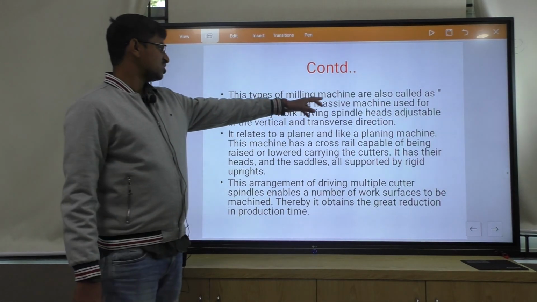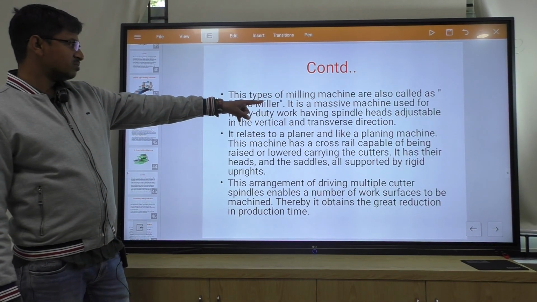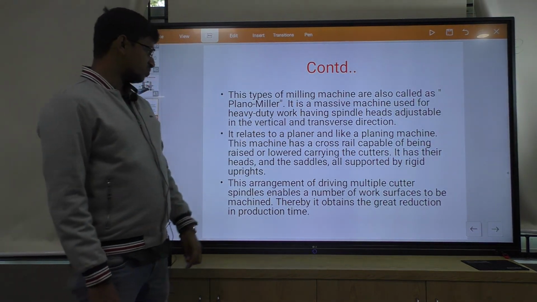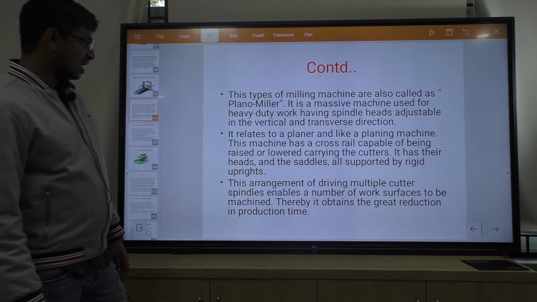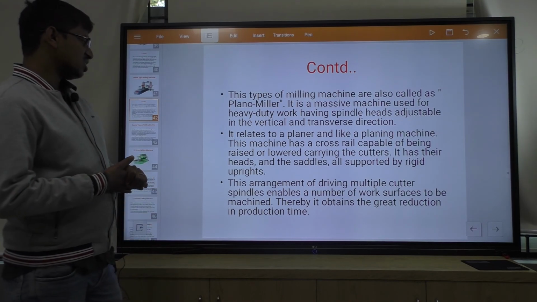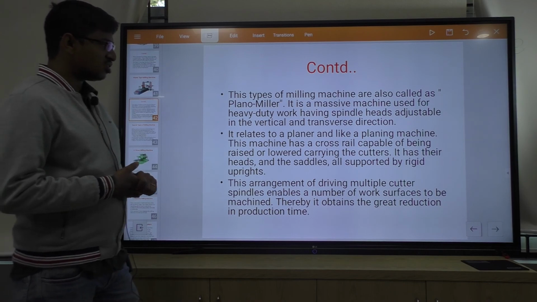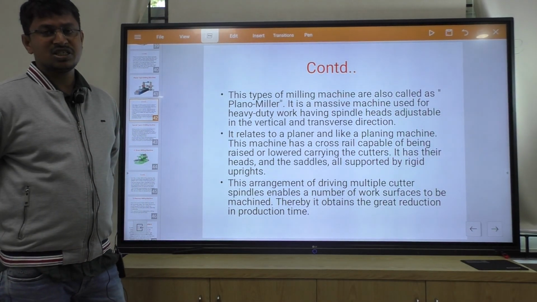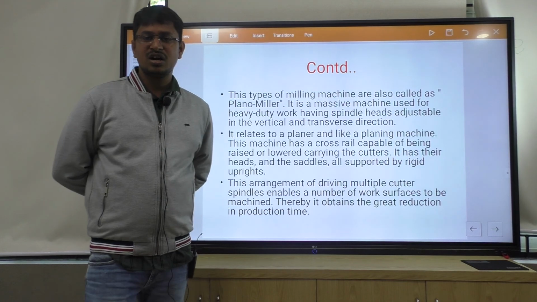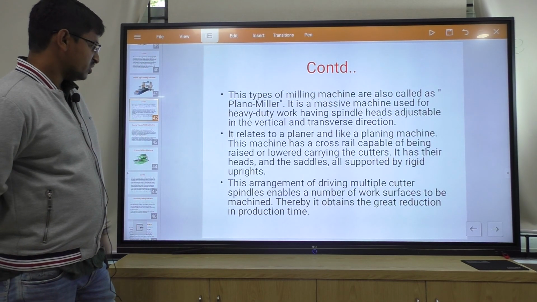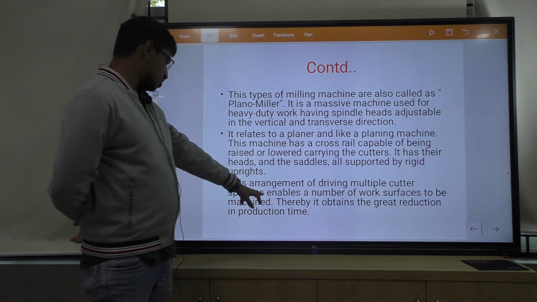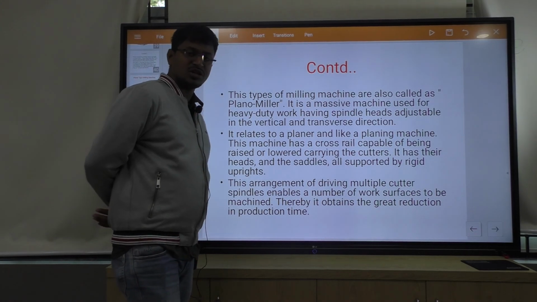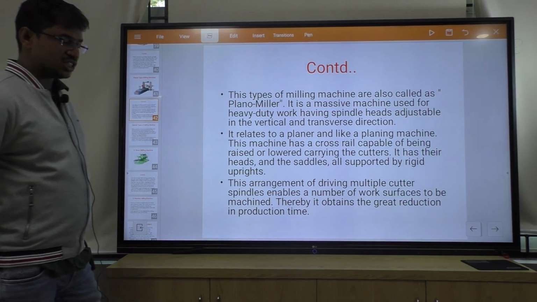These types of milling machines are also called plano millers. It is a massive machine used for heavy duty work, having spindle heads adjustable in the vertical and transverse directions. It relates to a planer, and like a planing machine, this machine has a cross rail capable of being raised or lowered carrying the cutters. Why is this cross rail provided? Because it accommodates different heights of the workpiece. This arrangement of driving multiple cutter spindles enables a number of work surfaces to be machined, therefore it obtains a great reduction in production time. So it is a heavy duty milling machine.